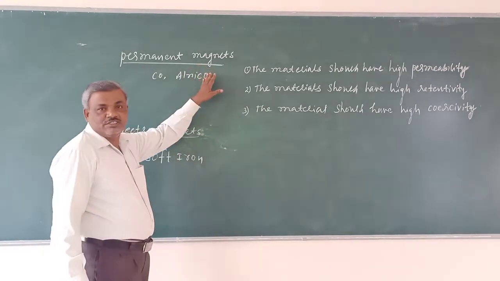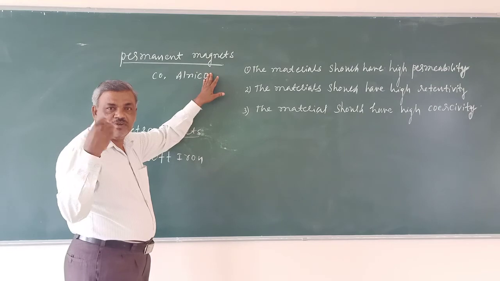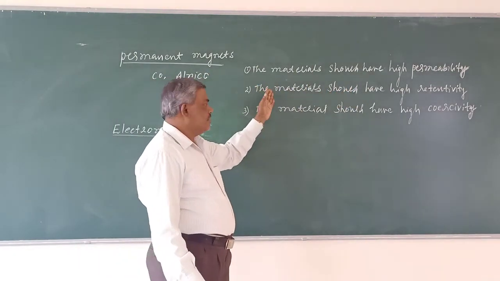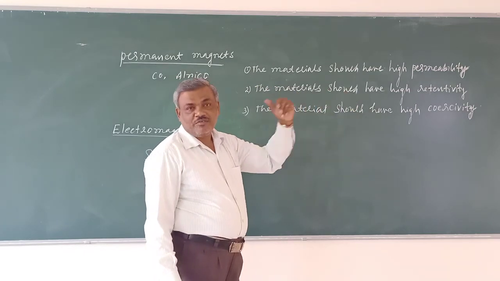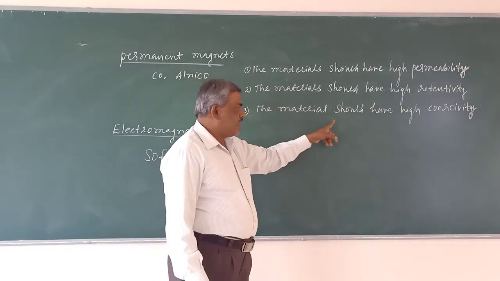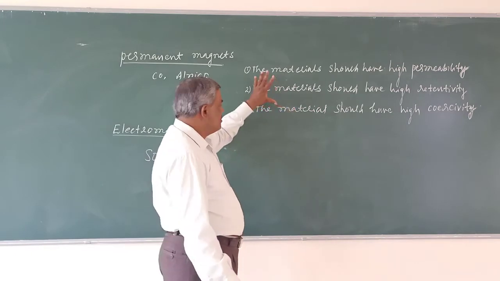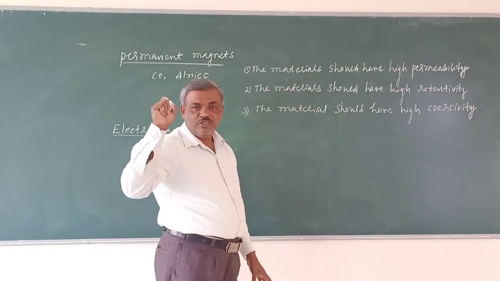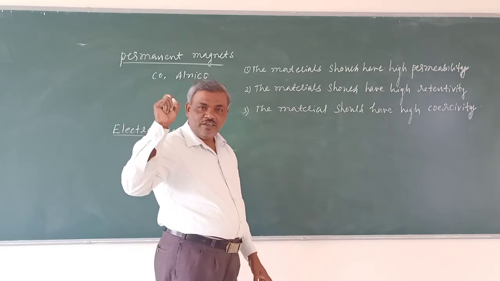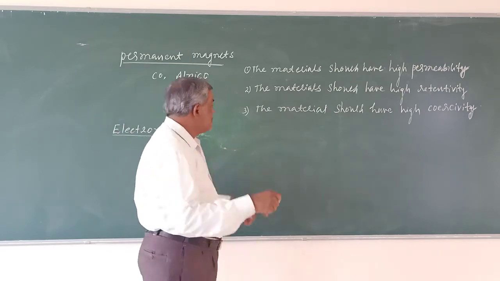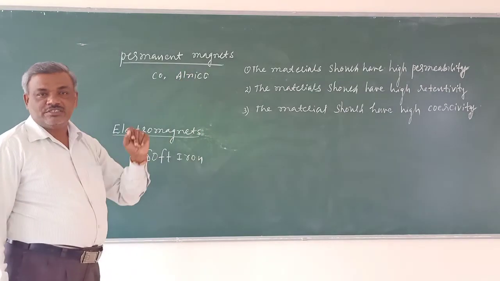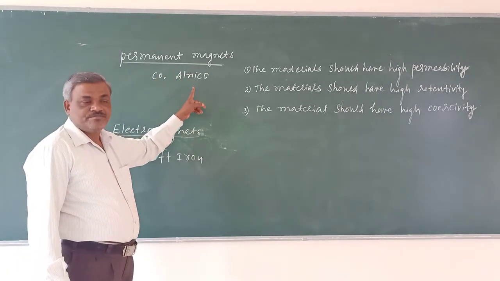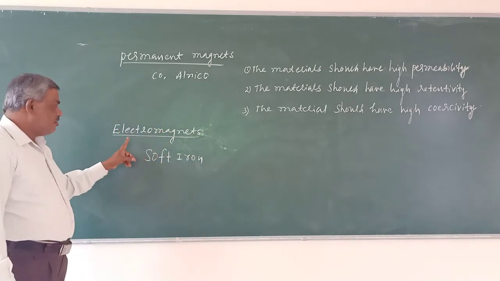So which properties are needed for permanent magnets? The material should have high permeability, high retentivity, and high coercivity. These three points are very important for your examination. Mention any two or three properties of permanent magnets and give an example: cobalt, aluminum. And one more, electromagnets.